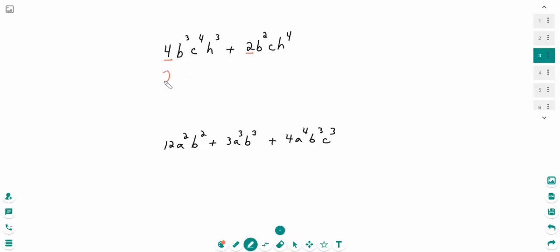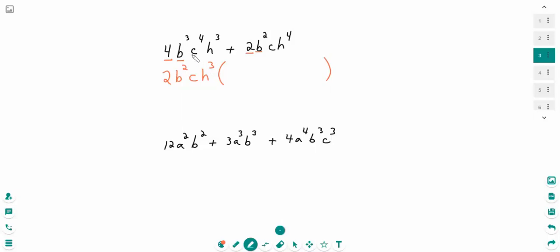Well, it would be a 2, right? That's the greatest number that can go into both of those. All right, so we have a 2. Then we have b to the third, b to the second. Well, the greatest one that can go into both of those would be b to the second. c to the fourth and a c, well, would be a c. h to the third, h to the fourth would be h to the 3, right? And then we have to put our parentheses here, our bucket, to contain everything else.